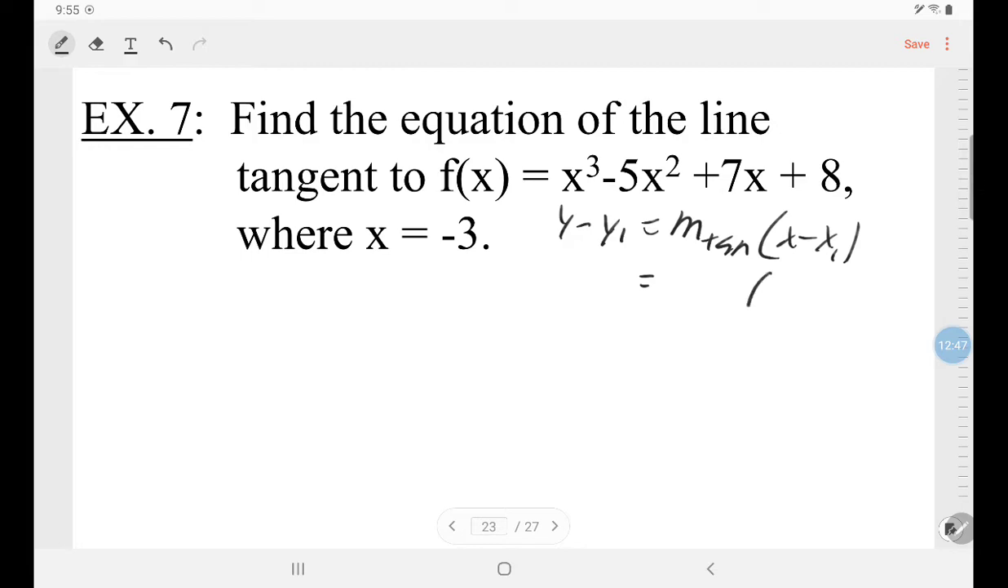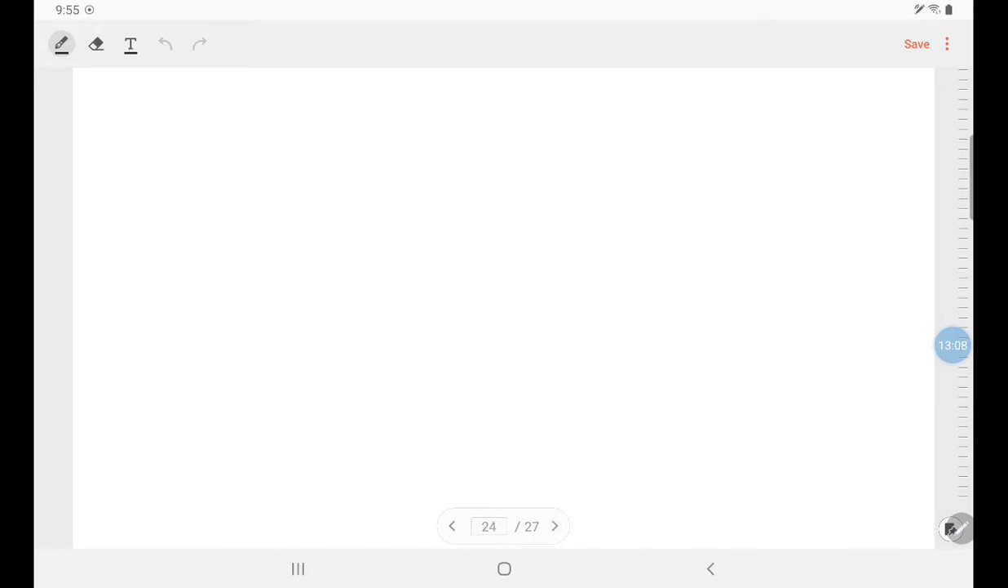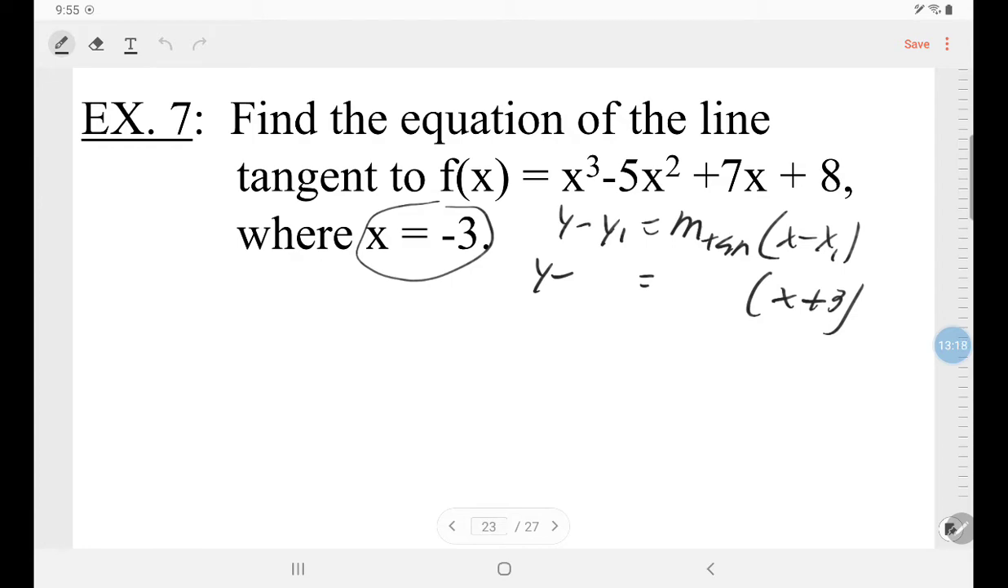And if you're back, the only thing I know is that my x-coordinate is -3, so minus a -3 is really +3, and that's pretty much what I got. So then, where do I go from there? Well, I'm going to write down my equation. It's x cubed minus 5x squared plus 7x plus 8. This is my f of x.